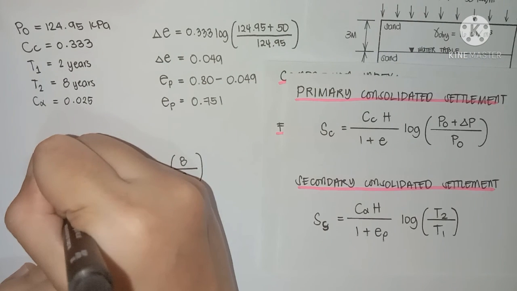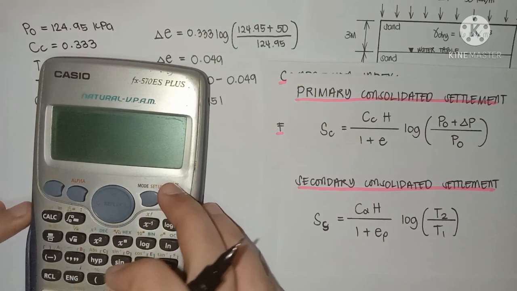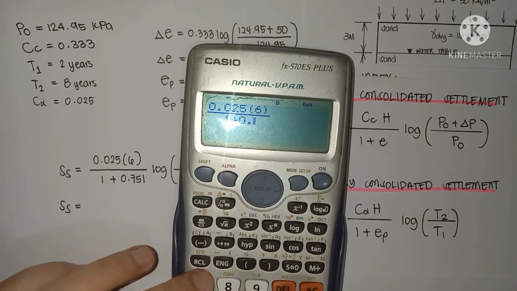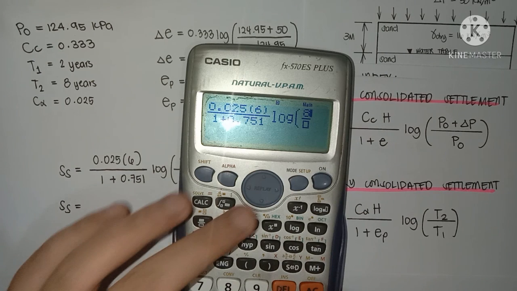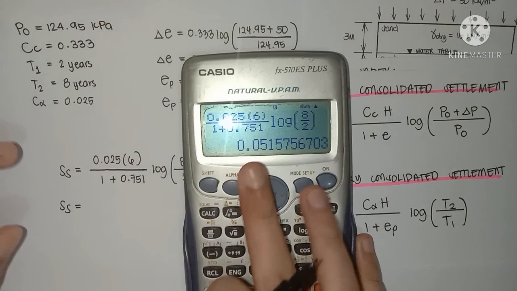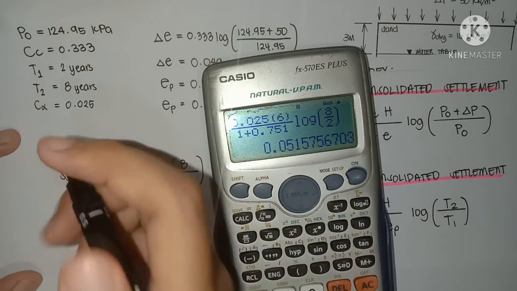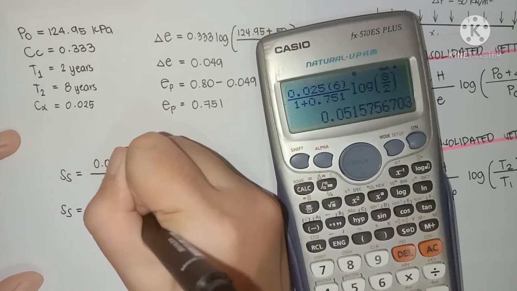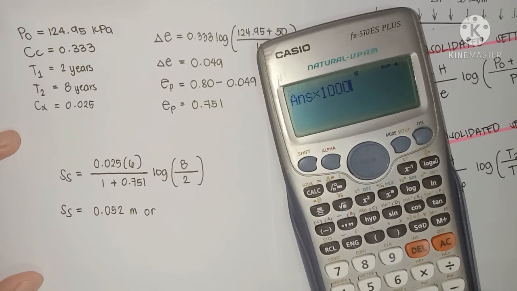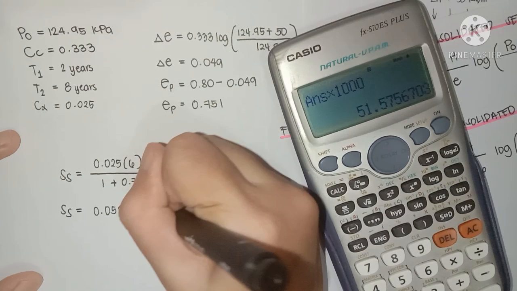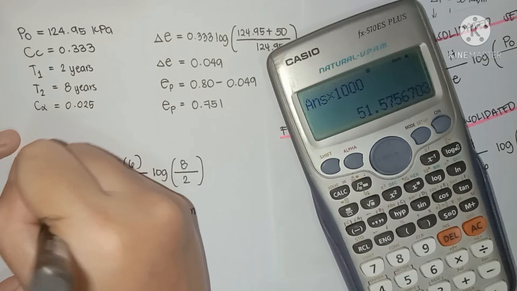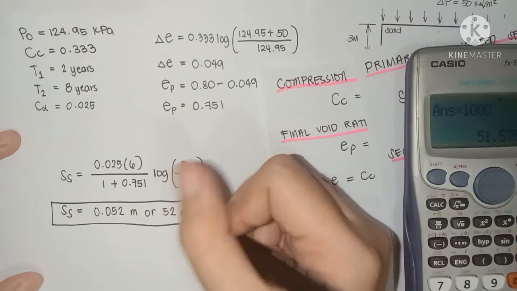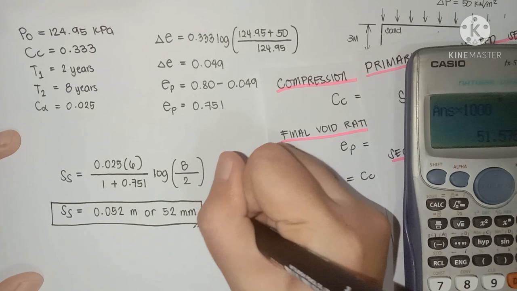So, SS now is equal to 0.025 times 6 over 1 plus 0.751, times log of 8 over 2. So, SS, or our secondary consolidation settlement, is equal to 0.052 meters, or times 1,000, 52 millimeters. So, this now is our answer for number 3.